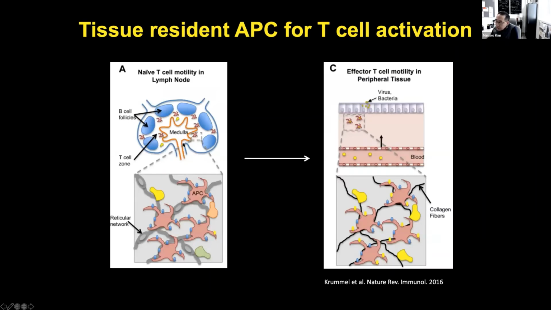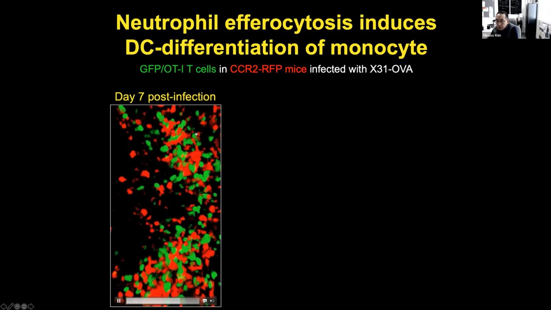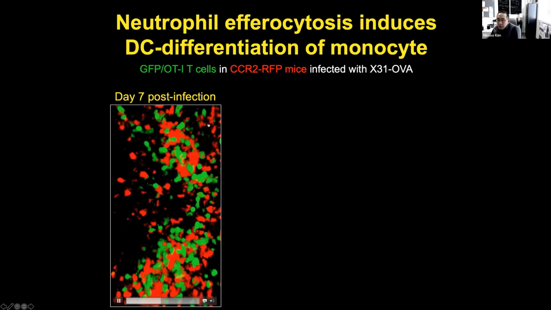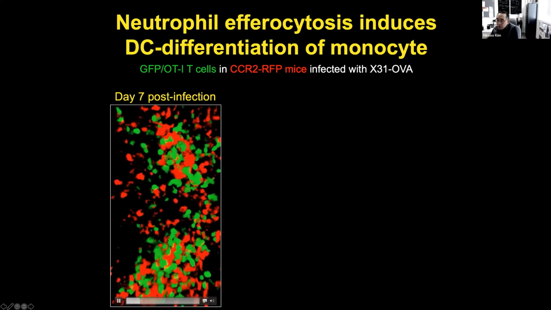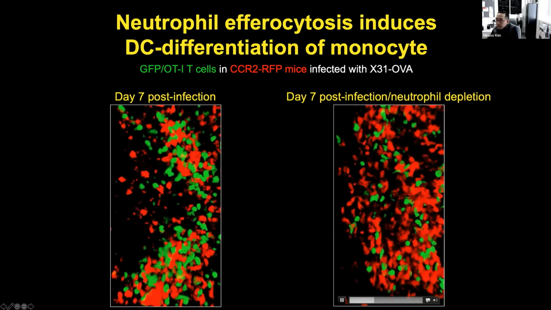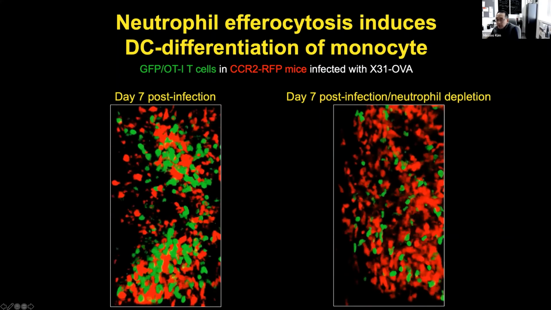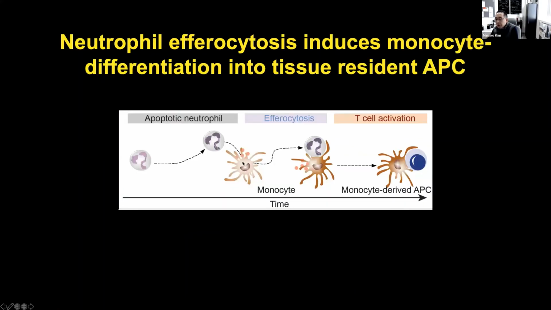Because when T cells get activated in the draining lymph node, once they arrive at the tissue, they have to encounter tissue-resident antigen-presenting cells to boost their effector function. In normal infection, many T cells come into the tissue and make very stable synapses with the CCR2 positive antigen-presenting cells. But if you deplete neutrophils and then infect mice, none of these T cells can make a stable interaction with CCR2-driven antigen-presenting cells at the tissue. So that really suggests that apoptotic neutrophils help inflammatory monocytes become a better antigen-presenting cell for T cell activation.